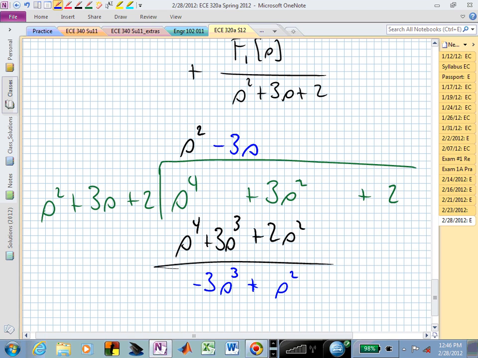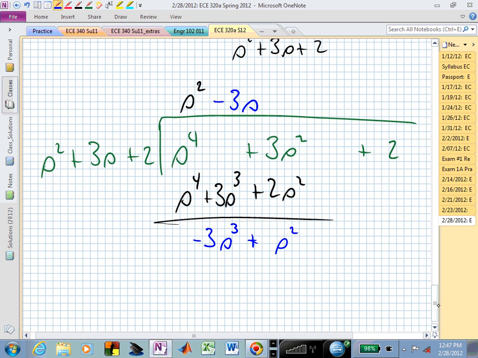I need to make the powers of s the same, and now I have minus 3s times s squared, which will give me what I need for the first term. Now I have a minus 3s cubed minus 9s squared minus 6s.